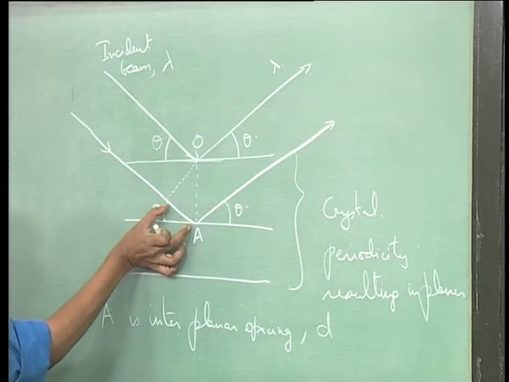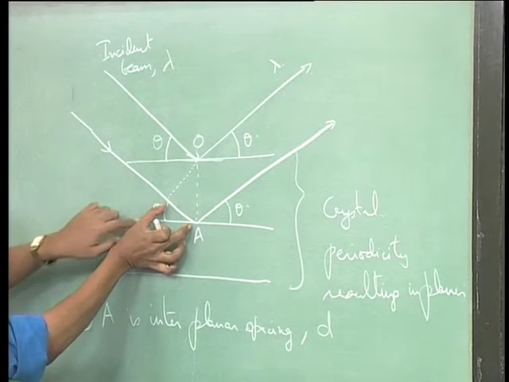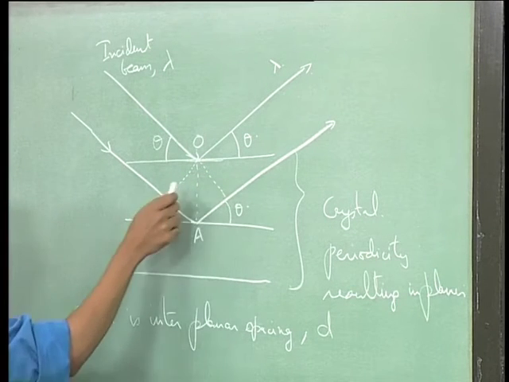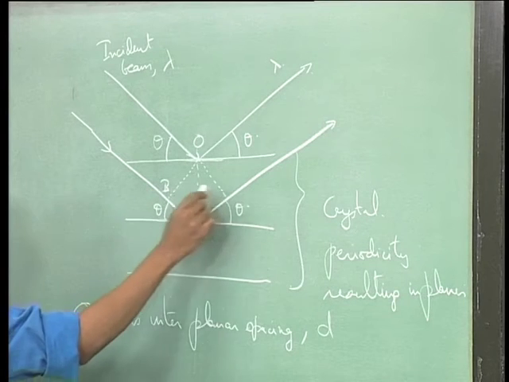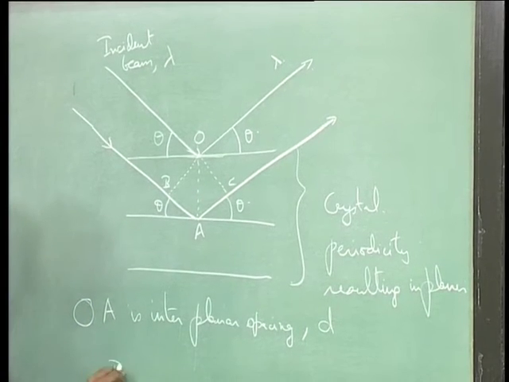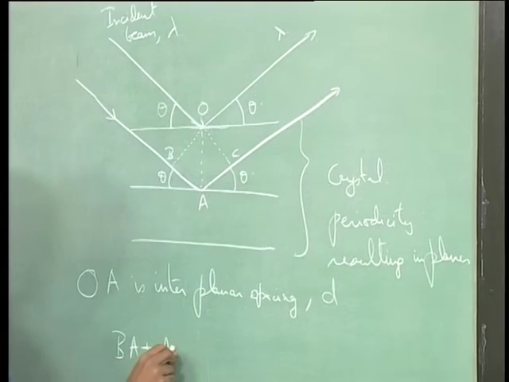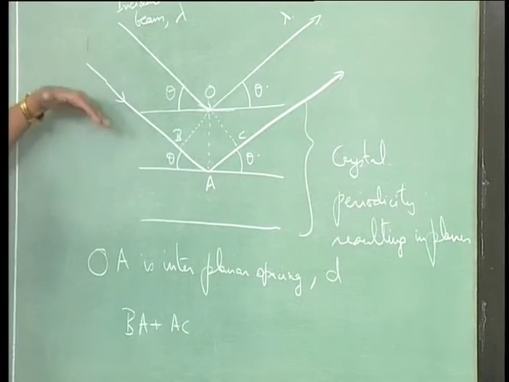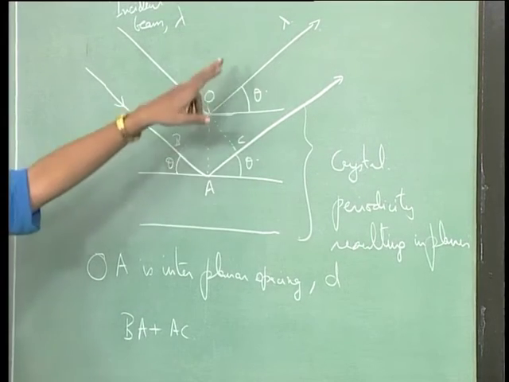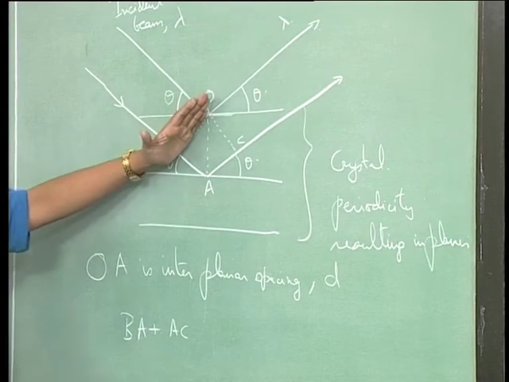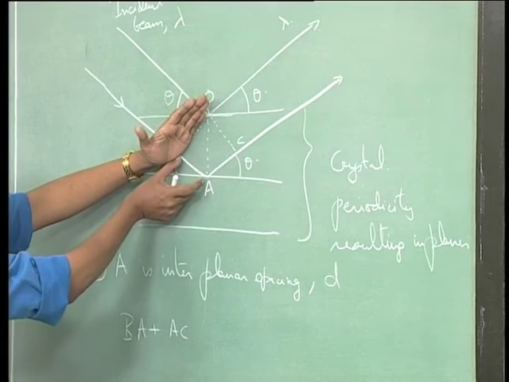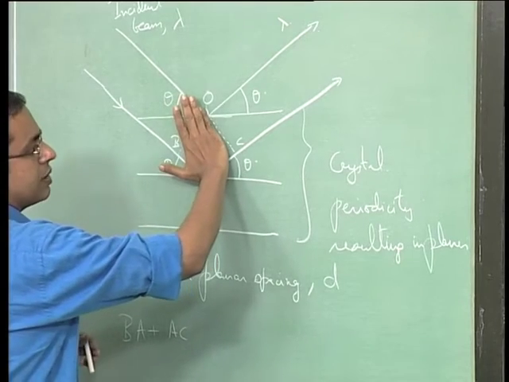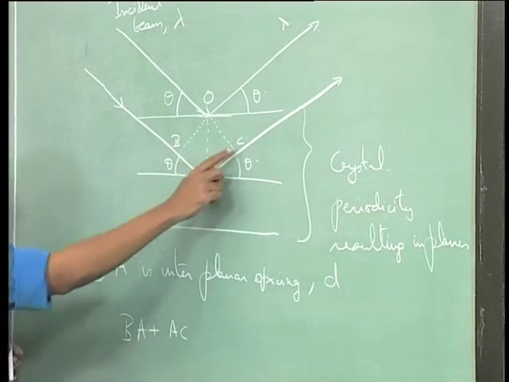So this is the additional distance being travelled by the wave that is coming to the second plane, and this is the additional distance. So we will call this B and this is C. So BA plus AC is the additional distance being travelled by the wave that is coming to the second plane relative to the first plane. Up to here they are exactly in phase. The second wave travels this additional distance, then from here on they are travelling the same distance. So this is the additional distance being travelled.